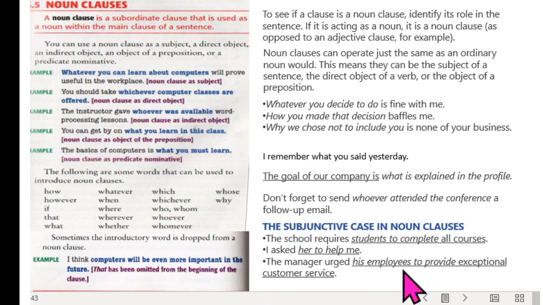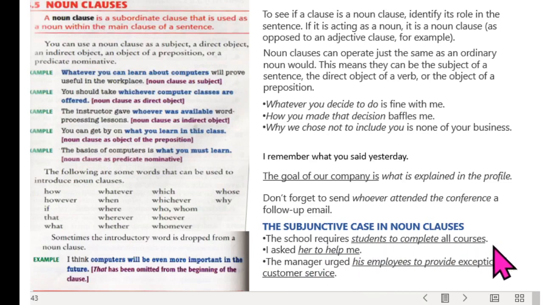Okay, one thing I didn't see in the book is the subjunctive case in noun clauses, and it has a little bit to do with the omission of that in these clauses. The school requires that students complete all courses, but they say the school requires students to complete all courses. I asked her to help me. The manager urged his employees to provide exceptional customer service. You see, this is the way you use the subjunctive case in noun clauses.